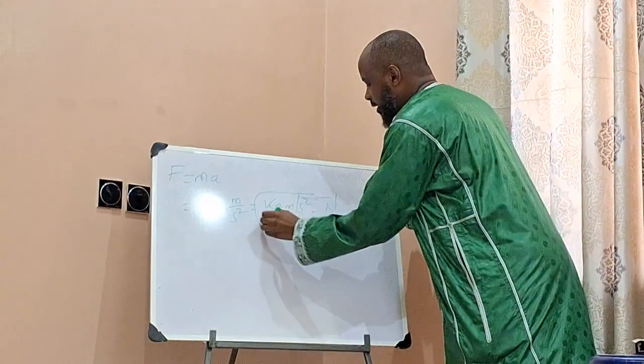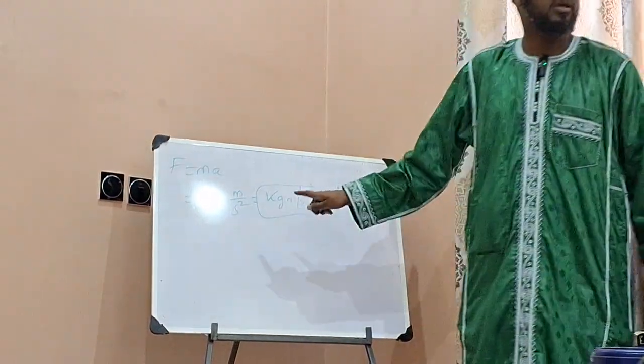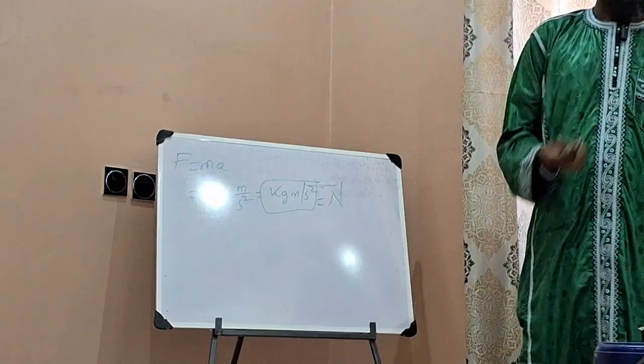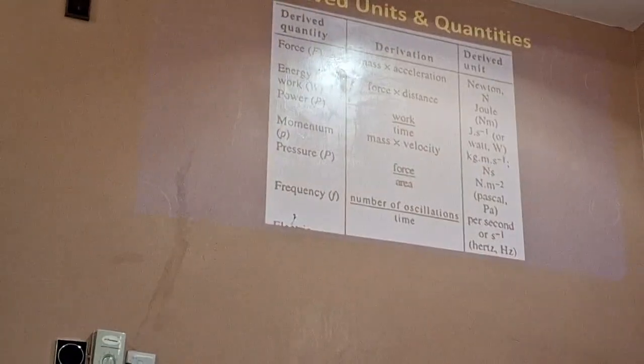Pascal is the special unit for pressure. But the derived unit for pressure is what? Newton per meter square. Is that clear? You hardly ever see force represented with kilogram per meter square, but pressure you can see written in Pascal as well as Newton per meter square.